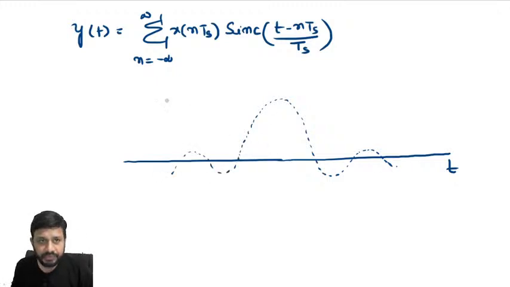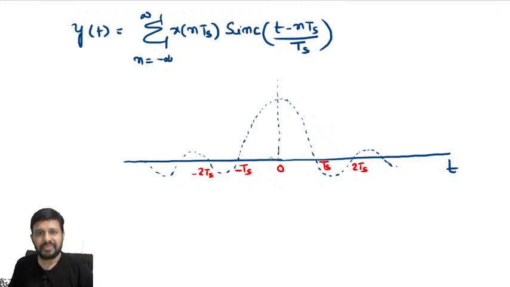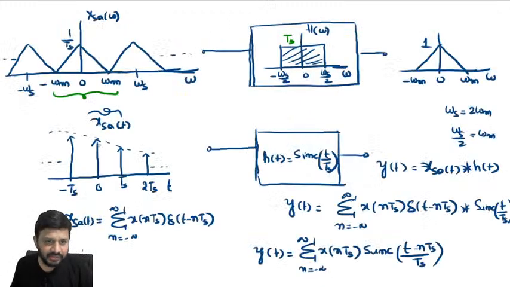So this will be 0, this will be ts, this will be 2ts, this will be minus ts, this will be minus 2ts. After the class you can verify all this. Now this is the signal shape if I substitute n is equal to 0: sinc of t by ts weighted by x of 0. x of 0 means this value.